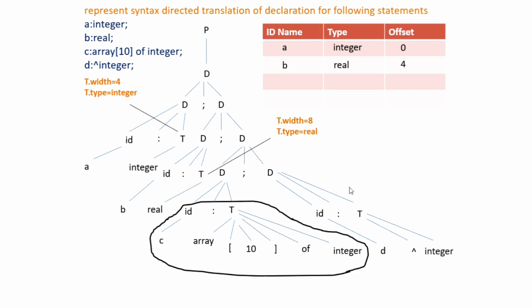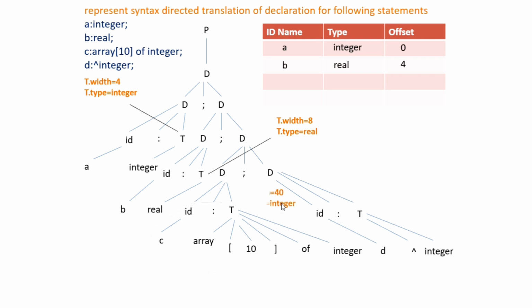So this is an array data type. When you store an array data type, it is an integer size. Now the width should be 40 here, because there are 10 memory locations for integer here, and the width of one integer is 4. So 10 into 4 should be 40. So T dot width should be 40 here, and the type of the array is integer. So this will be made as T dot width equal to 40 and T dot type is integer. So that will be made an entry in the symbol table. So array of 10 is called number and the type is integer.